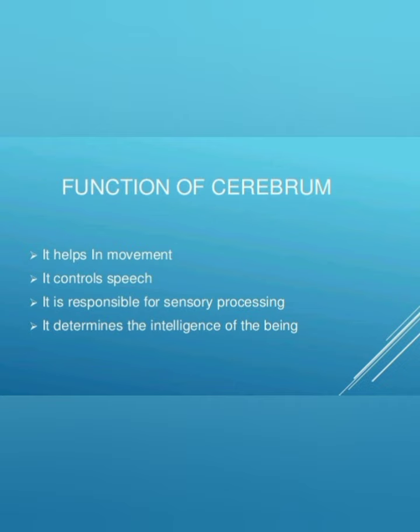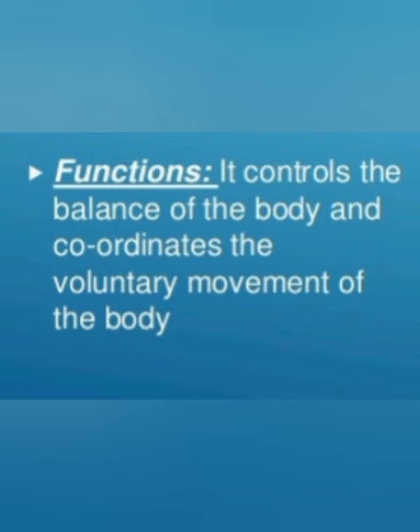It consists of two hemispheres, right and left. Right-handed persons have a dominant left hemisphere, which is responsible for language, verbal, calculation, arithmetic, and analytic functions. The non-dominant hemisphere is for geometric, visual, spatial pattern, and musical function. Now, coming to the functions of the cerebrum, it helps in movement, it controls speech, it is responsible for sensory processing, and it determines the intelligence of the being.